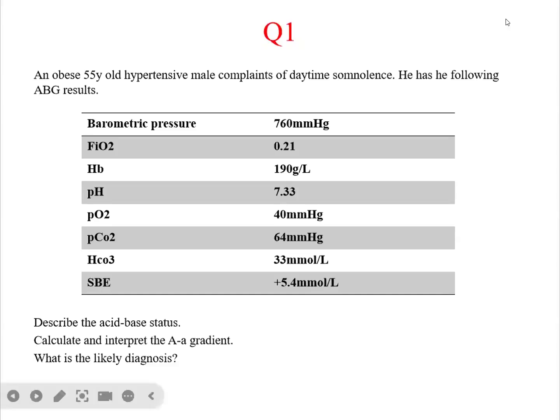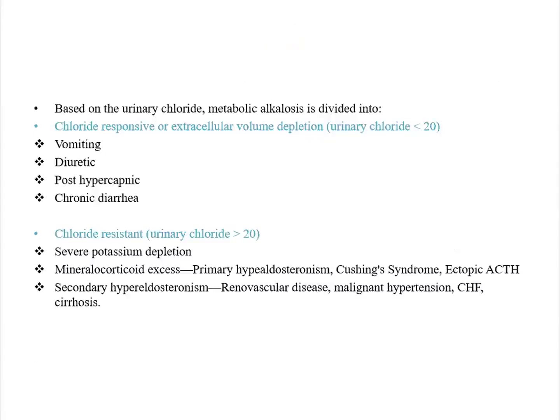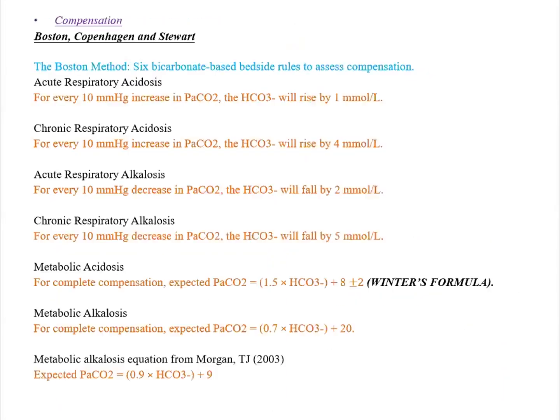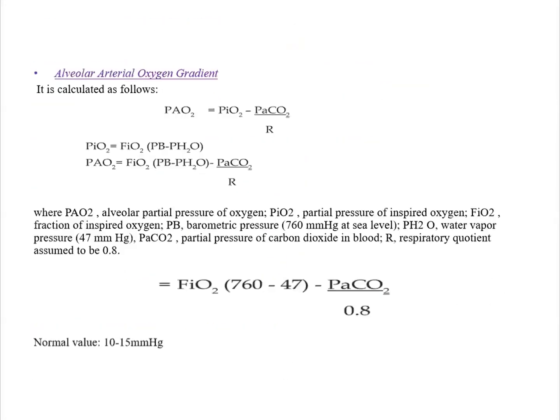Okay. I think most of you know the formula for the A-a gradient. If possible, I'll show it once, along with an easy way to remember it. So this is the formula for the A-a gradient: FiO2 into 760, where 760 is your atmospheric or barometric pressure, and 47 is your water vapor pressure, minus your PaCO2 divided by your respiratory quotient, which is 0.8.